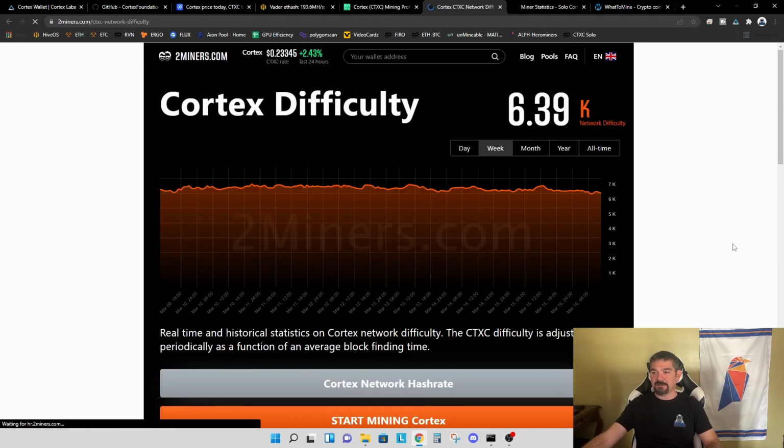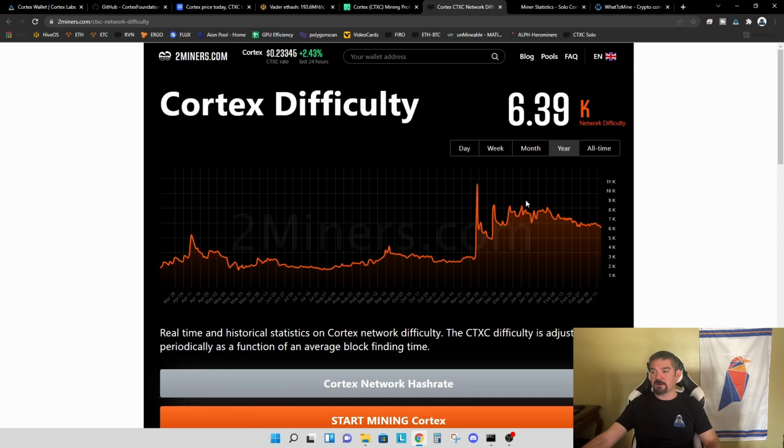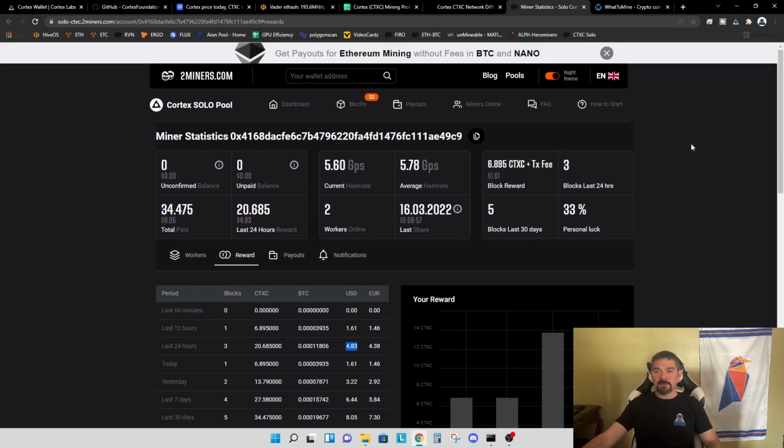And let's also look at the network difficulty over 1 year as well. You see the network difficulty declining as well. So I thought, you know what, let's roll the dice, let's see what happens, and let's do it for science. So let's jump over to the pool. This is our Cortex solo mining pool on 2Miners, and you can see right now we're getting 5.6 kilohashes per second with an average of 5.78 kilohashes per second.